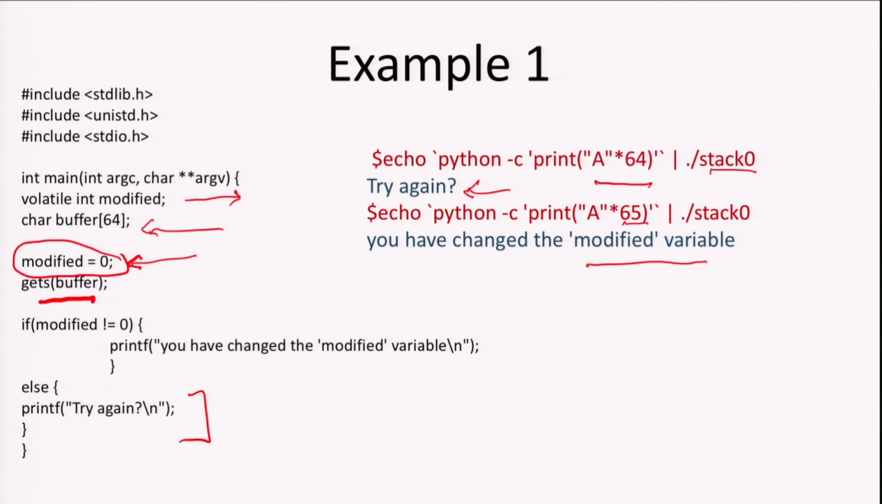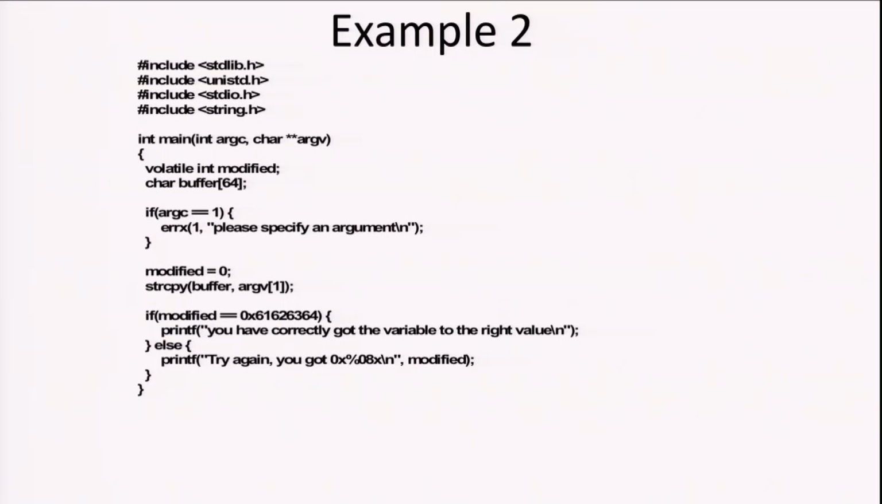So let's look at another example, another C code, very similar to this one. Same thing, we have a modified variable, we have a buffer of size 64 characters, and then we are taking a command line argument and copying this argument into the buffer. So it's very similar to what we were doing with gets before.